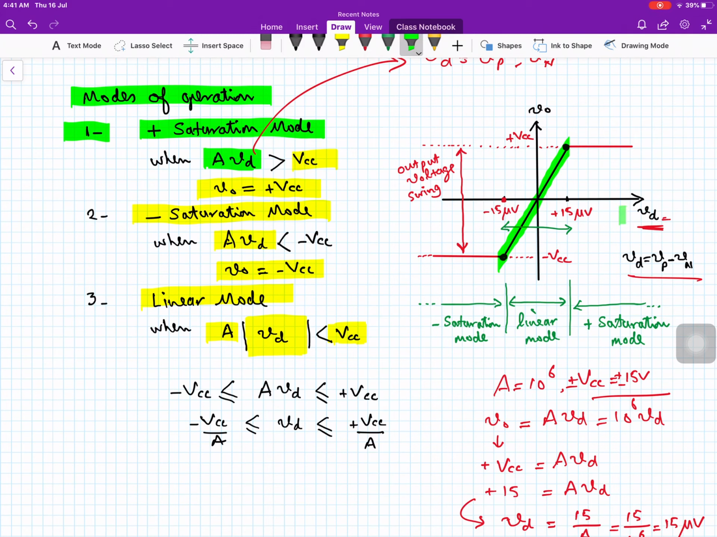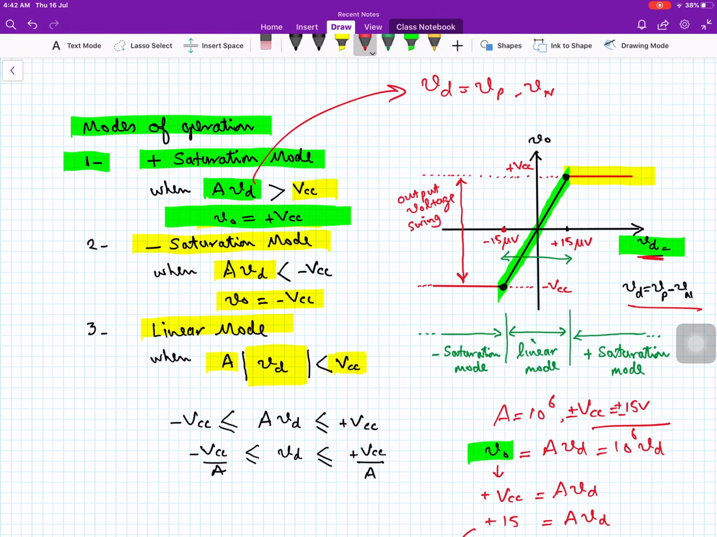But when this VD, or differential voltage, is greater than plus 15 microvolt, the output voltage will be stuck at plus VCC, as shown over here. The output voltage will be stuck at this level, plus VCC, because the output voltage can't be greater than this. What I am saying is, if VD is say 16 microvolt, the output is A, and we are assuming 10 raised to the power 6 as the voltage gain, multiplied by 16 microvolt. So VO according to this expression is 16 volt, but the maximum output voltage cannot exceed the plus 15 volt level, which we have assumed over here.